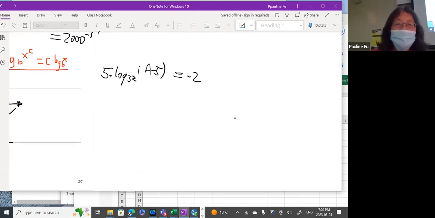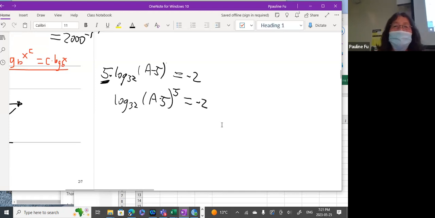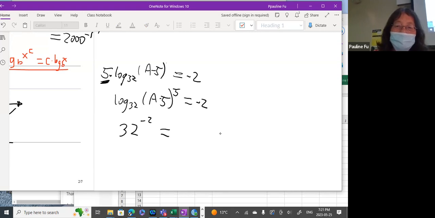So there are many ways to do it. First step, I move this 5 into the power position. So it becomes (a − 5) raised to power 5 equal to negative 2. And then use the exponential function format: 32 raised to power negative 2 equal to (a − 5) raised to power 5.